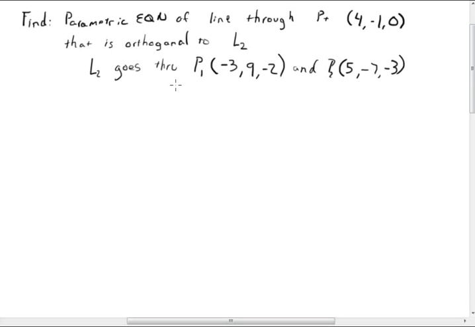Okay, so here's a problem. Find the parametric equations of a line through point (4, -1, 0) that is orthogonal to line 2. Line 2 goes through point 1, which is (-3, 9, -2), and point 2, which is (5, -7, -3). So first things first, what are we trying to find?